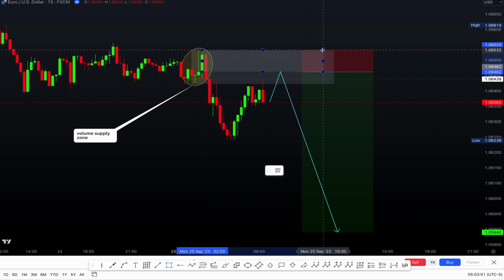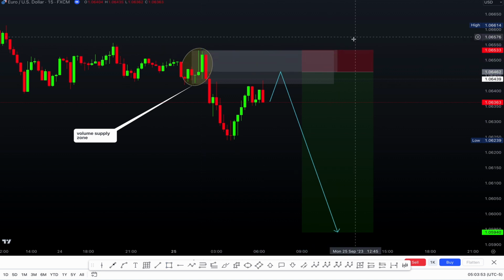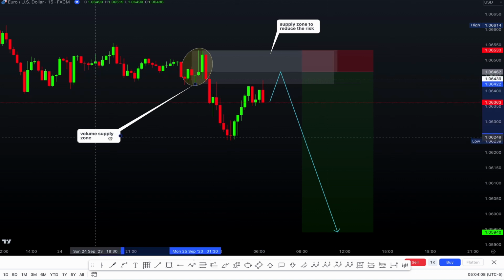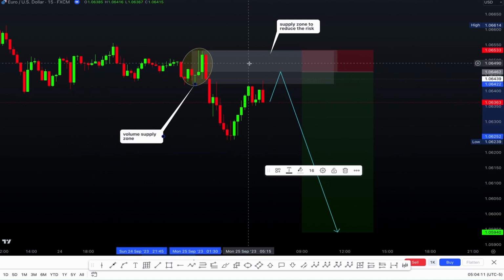And then a supply zone to reduce the risk will be this one. It's the supply zone to reduce the risk. So we can see that we have a volume supply zone and a reduced supply zone. So it will all depend on what kind of trader you are. Okay, so from here, let's see how the market unfolded.